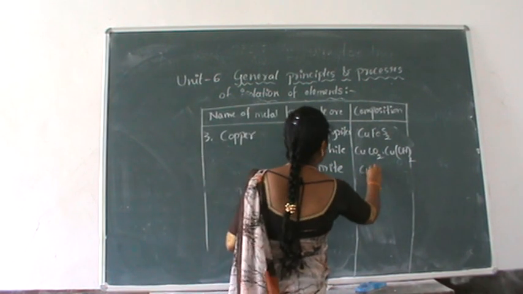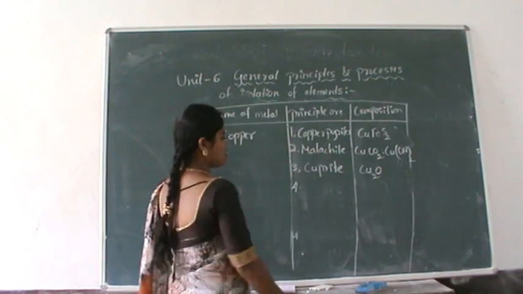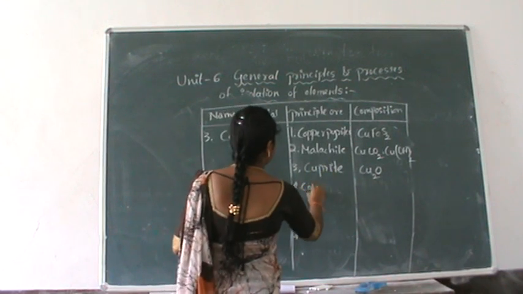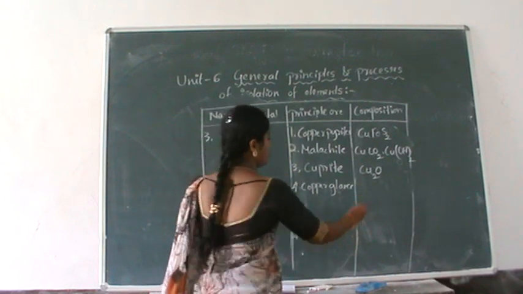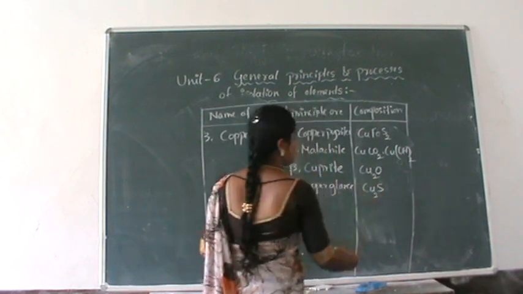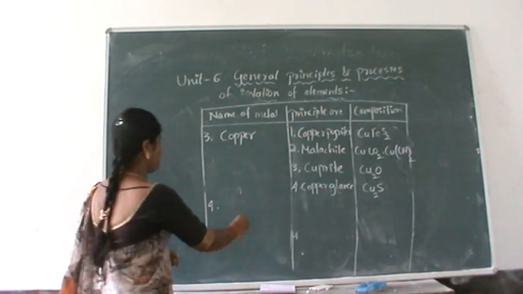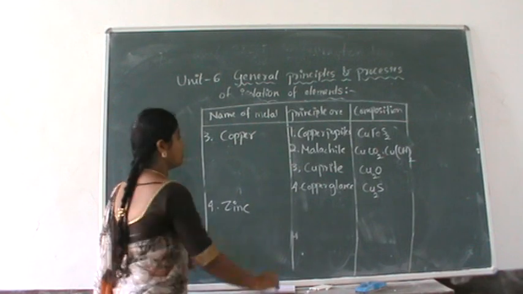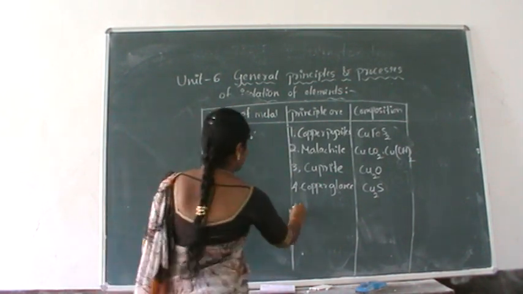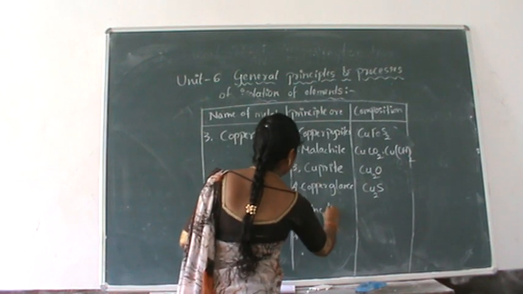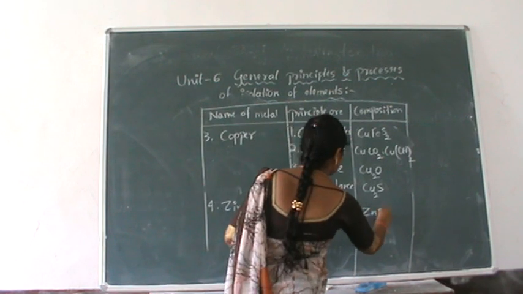Its formula is Cu2O. Next, the fourth one is copper glance. Its formula is Cu2S. Next, the last metal is zinc. The principal ores of zinc: the first one is zinc blende. Its formula is ZnS.